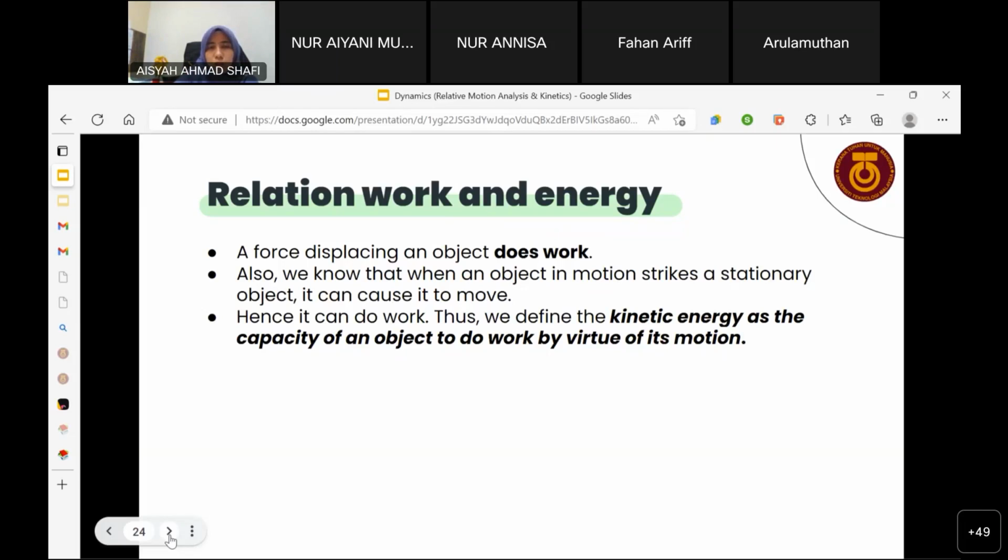So we know that when an object in motion strikes a stationary object, it can cause it to move. Hence, it can do work. So, the process of the motion caused by the force, we call it as work. But work is a scalar quantity where we do not consider the direction of it, but we consider only the magnitude of it.